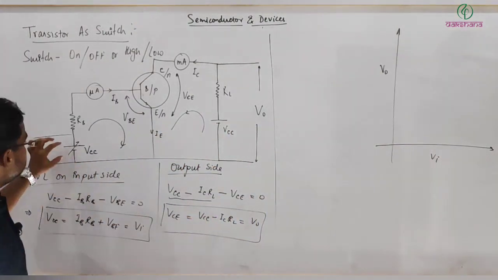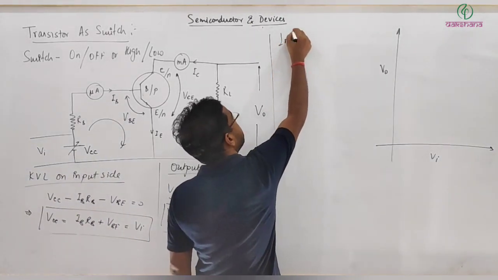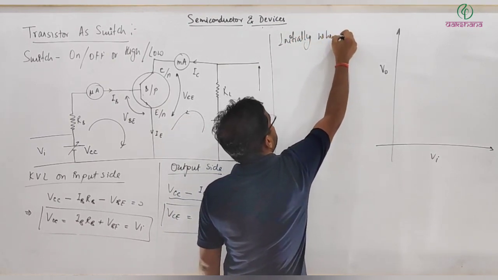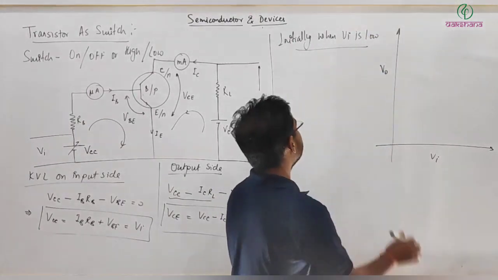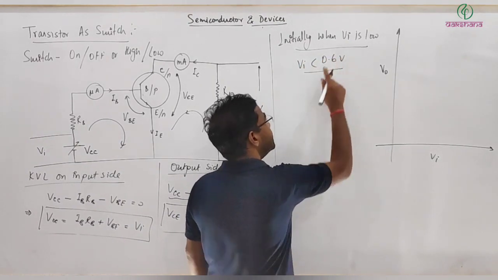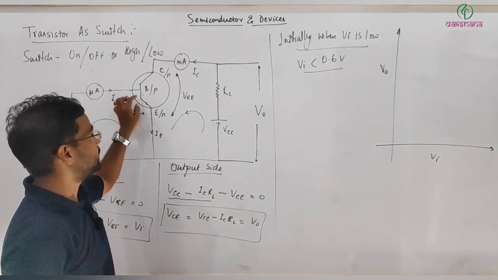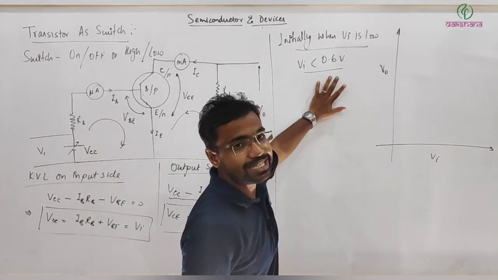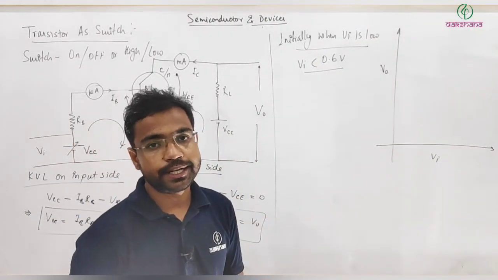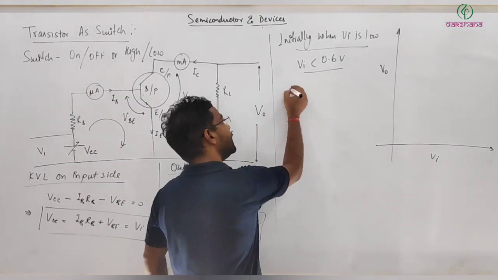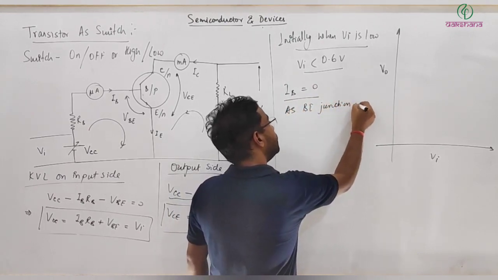Now see here, initially when this voltage is very low, what will happen? Initially, when Vi is low, starting from 0, you can take it almost 0, or you can write Vi is less than 0.6 volts. 0.6 volts is the voltage across this junction, or the potential barrier across this base emitter junction. So when this is even less than this, what will happen? Can you see? The base emitter junction will be reverse biased. Will it allow any current? So if this is the condition, then IB will be 0, as the base emitter junction will be reverse biased.